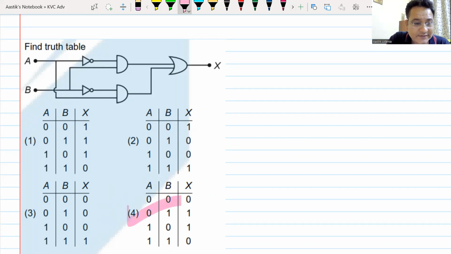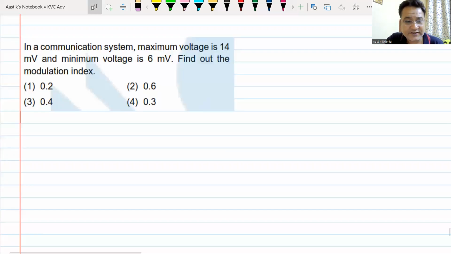You don't have to revise many things. You just have to go through and do simple things. Just go through the formulae and whatever important notes I told you. See this one, communication system. The maximum voltage is 14, minimum voltage is 6. Find out the modulation index. See, it cannot get simpler than this.